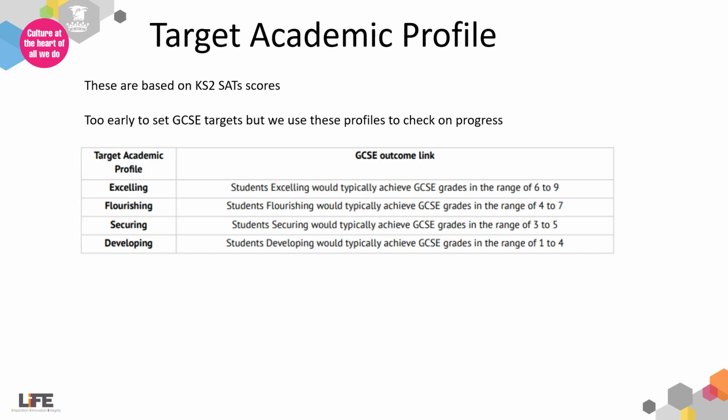So we set them to one of these 4 academic profiles: excelling, flourishing, securing or developing. And we loosely associate these just to give an indication of what sort of GCSE grades each group might get at the end of Year 11. You'll notice they are overlapping very deliberately. I say it's far too early to make accurate predictions, but we just give that idea so parents are aware.